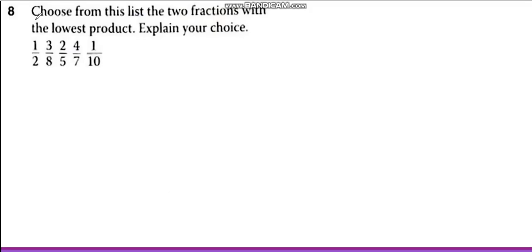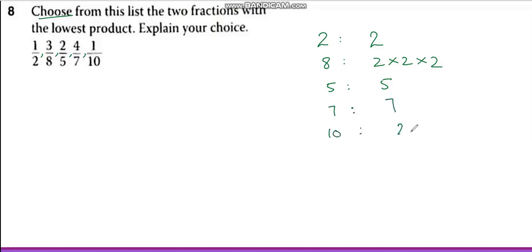In question number 8, it says choose from the list the two fractions with the lowest product. Explain your choice. So for this purpose, we need to figure out the two smallest fractions. So again, the fractions do not have the same denominator. So first of all, we will make the denominator same. For that purpose, we will write the numbers in their prime factors. So the prime factors of 2 will be 2, and the prime factors of 8 will be 2 times 2 times 2, and the prime factors of 5 will be 5 only, and the prime factors of 7 will be only 7, and the prime factors of 10 will be 2 times 5.